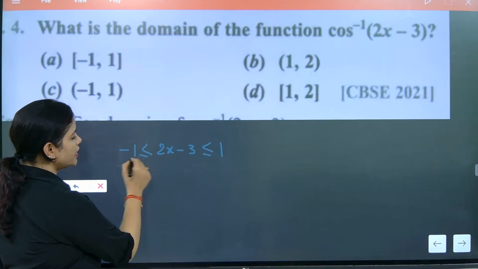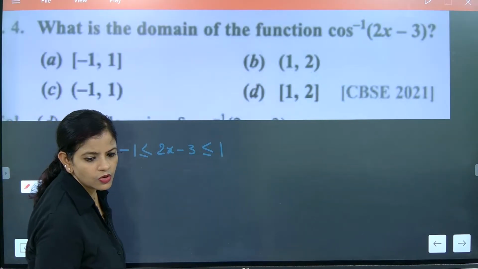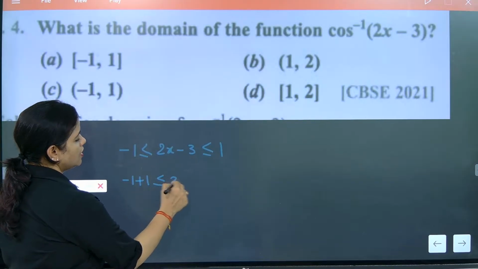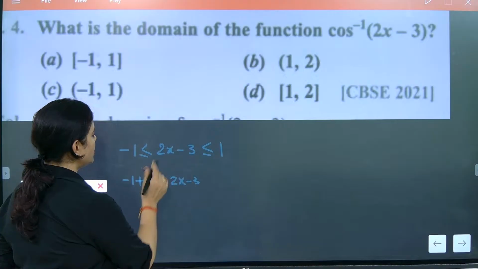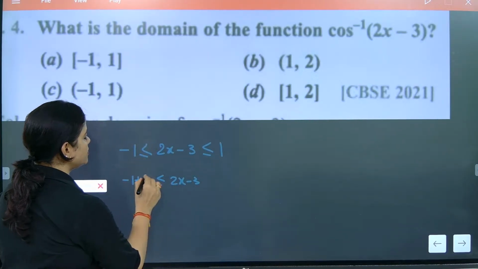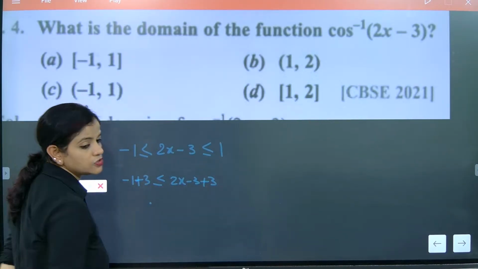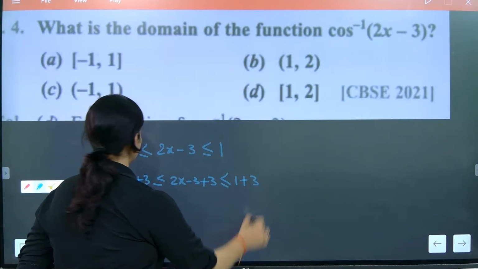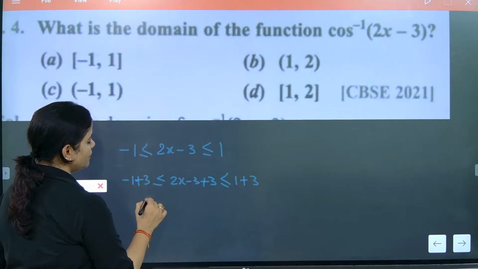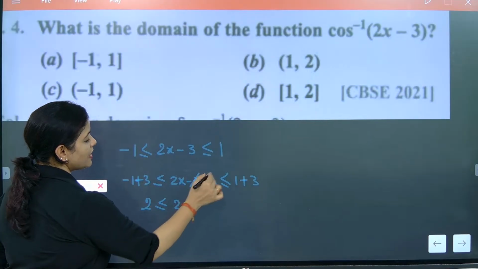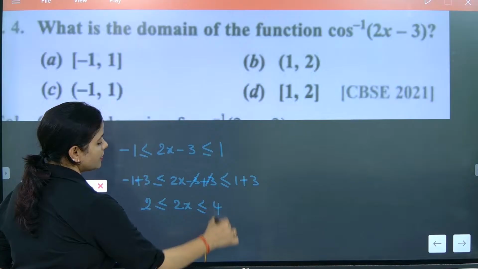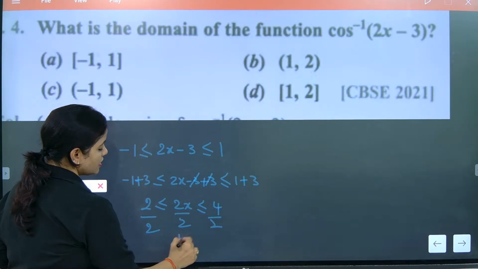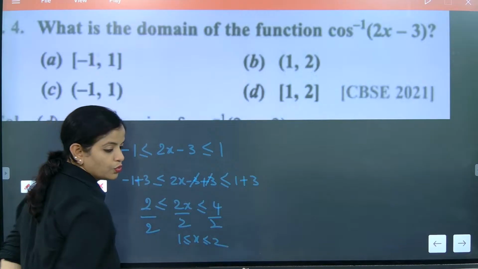Here 2x - 3 lies between -1 and 1. Now I add 3 on both sides, so that the -3 cancels, because we have to find the value of x. So -1 plus 3 becomes 2, the 2x remains, and 1 plus 3 is 4. Now we divide by positive 2. The interval is coming as 1 to 2.